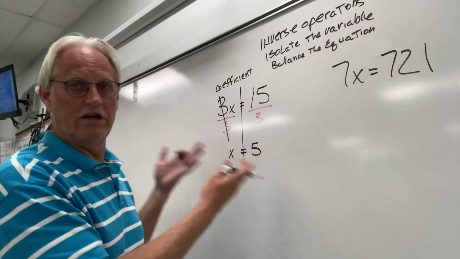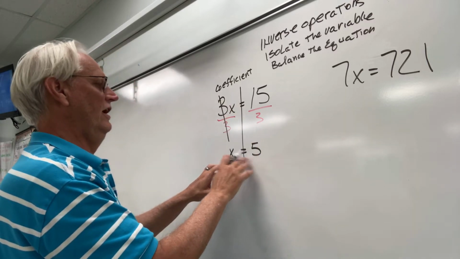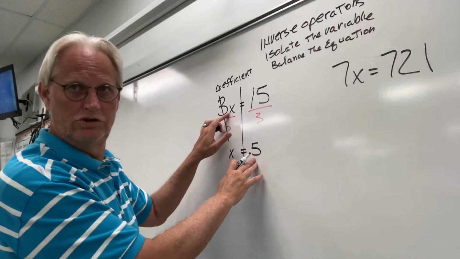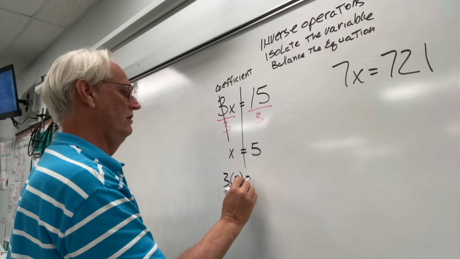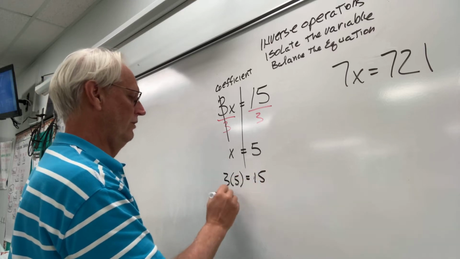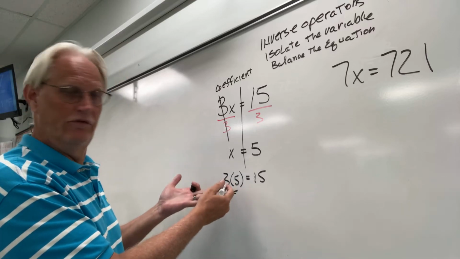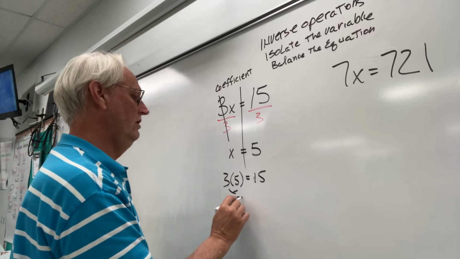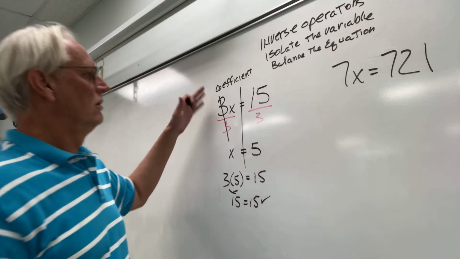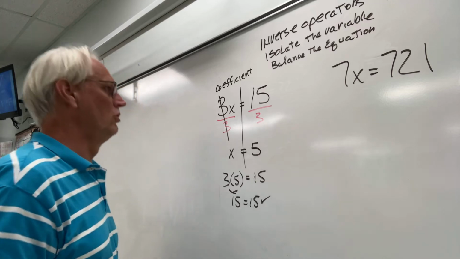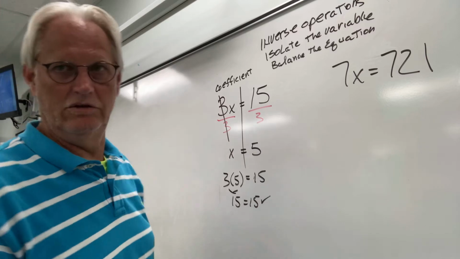And then I'm going to check my work by taking this solution, x equals 5, and plugging it back into the original equation. So 3 times 5 equals 15, and we're going to simplify this side of the equation. So 15 equals 15, and that's a true statement. So we've just followed our normal, regular progression: inverse, isolate, and balance, right?